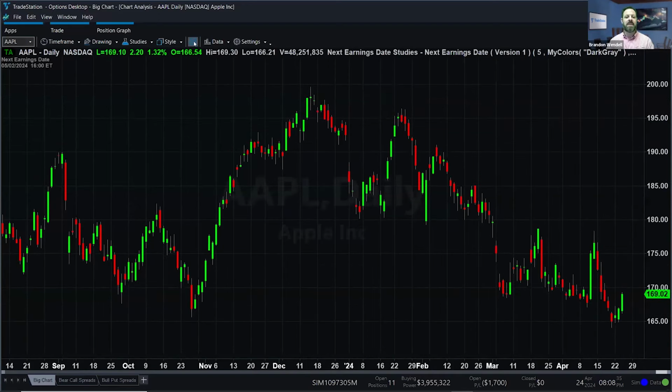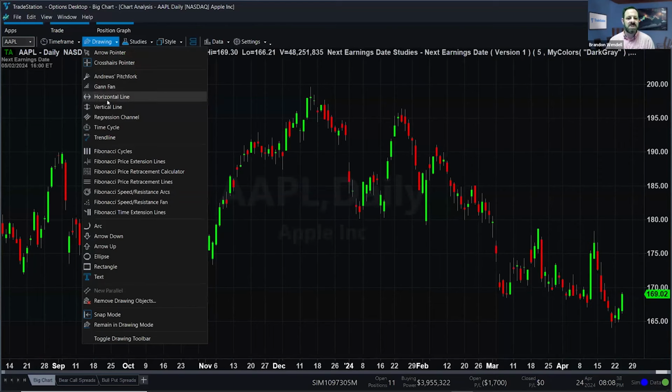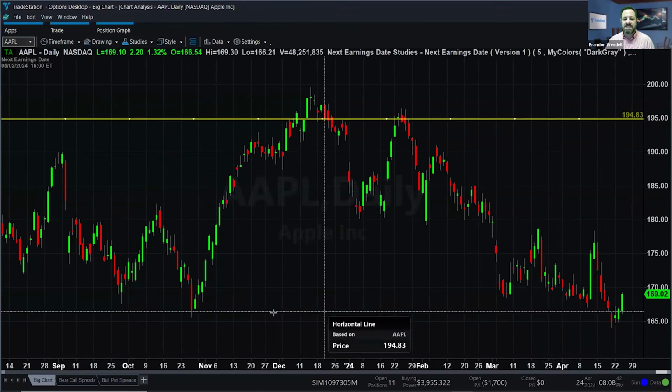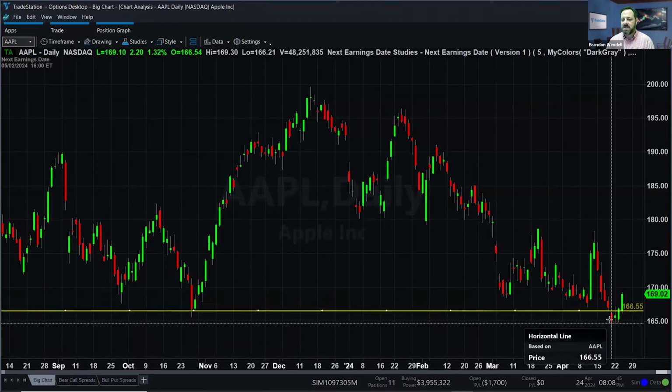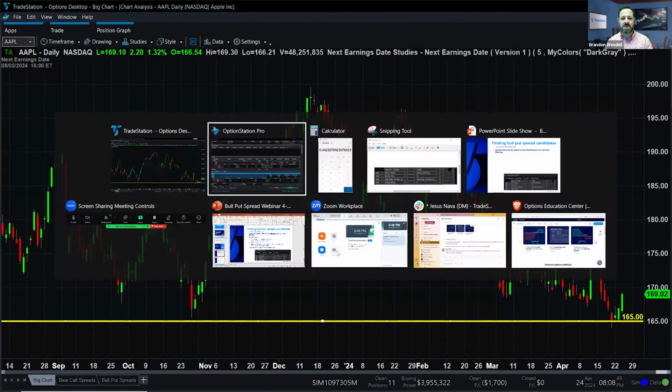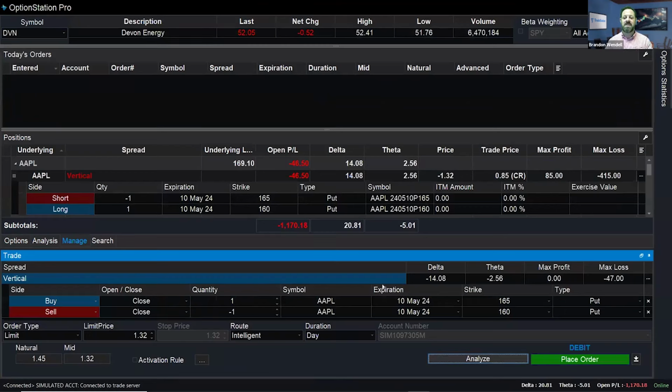That spread will profit at expiration. I didn't see what the expiration date was. I'll have to go back and check. But at expiration, as long as price is above $165, that profits. What was the expiration? May 10th. So less than a month, a couple of weeks away.